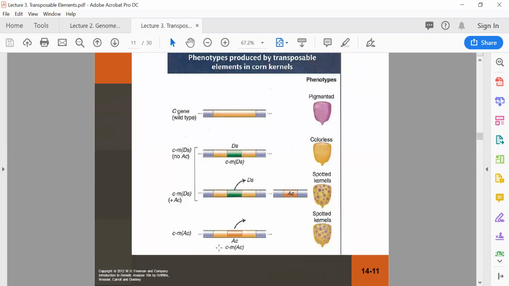Okay, and in some cases, this is a new one for you. In some cases, what McClintock found was Cm with Ac. So here we have the activator element itself inserted into the C gene and thereby disrupting the actual wild type function of the C gene. Once again, that would cause a colourless kernel background, but the Ac can activate itself to leave, thereby restoring the normal function of the C gene and giving rise once again to pigmented spots.